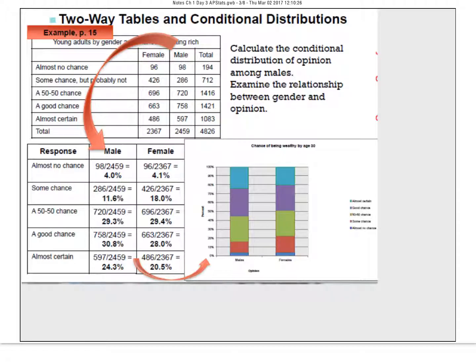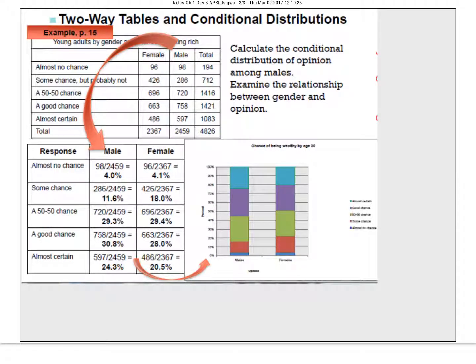Now let's go away from marginal into conditional: conditional distributions of two-way tables. Again, going back to our two-way table, we have the wealth of the students and the gender. This is a marginal table right now. Calculate the conditional distribution of opinion. That is going to examine the relationship between gender and opinion. So they want us to look at the conditional distribution of opinion by gender.